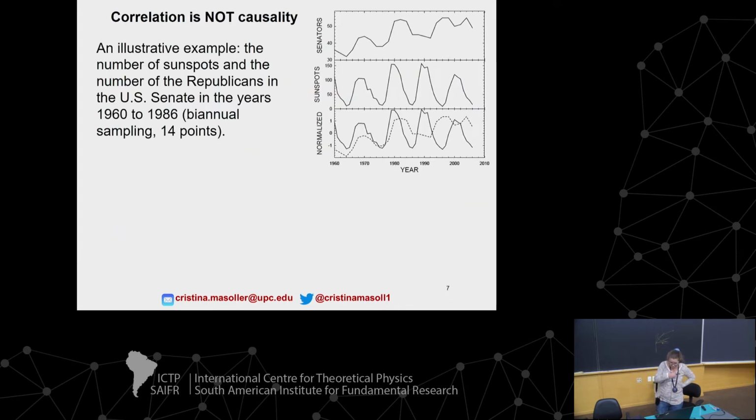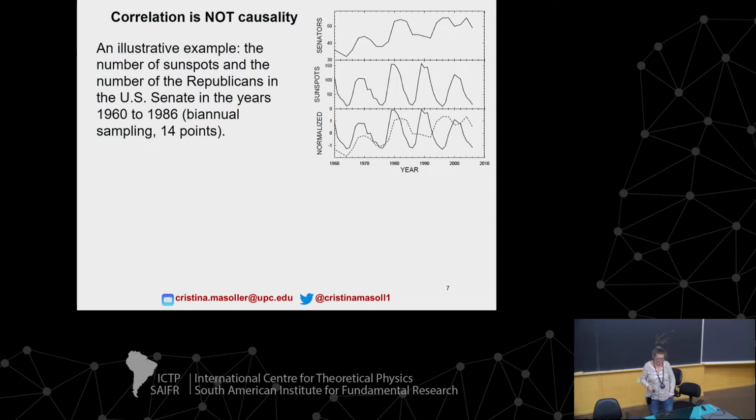The other thing is, yes, correlation is not causality. And I think almost everybody knows this, but I really like this example and I want to put it again. So you have the number of sunspots in the sun and the number of Republicans in the US Senate. Okay? Clearly no relation, but if you don't have a large number of data points and you plot them together, these plots might look like they are correlated.